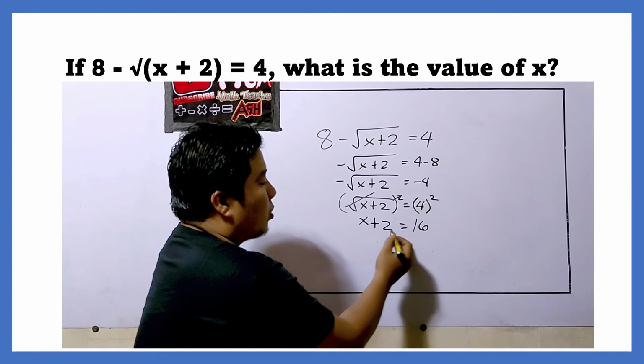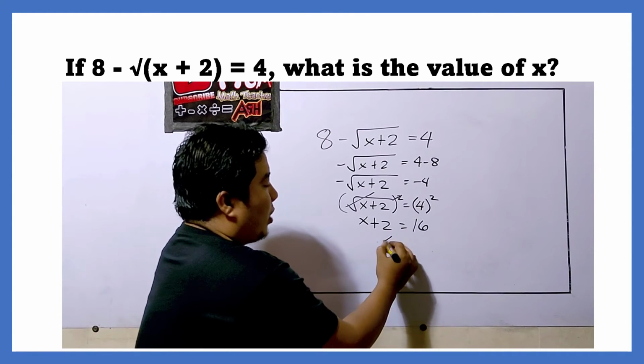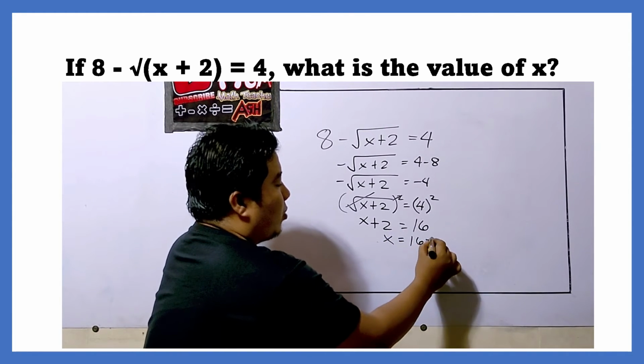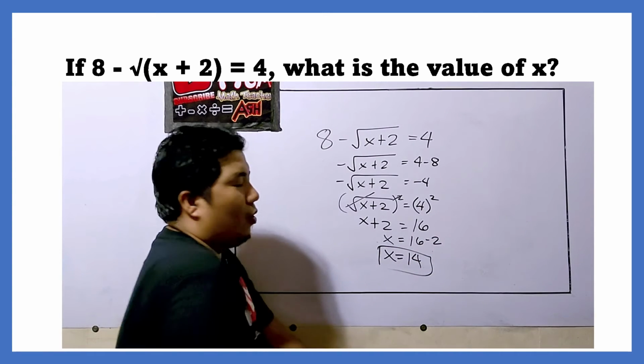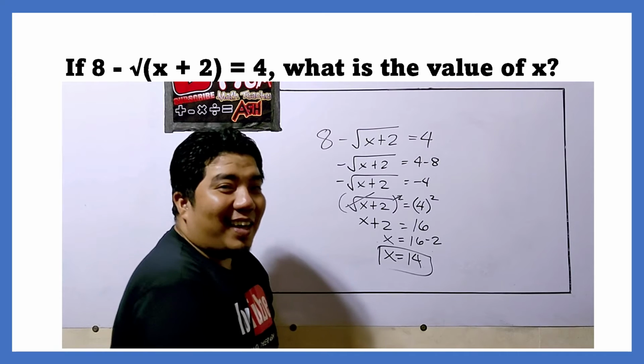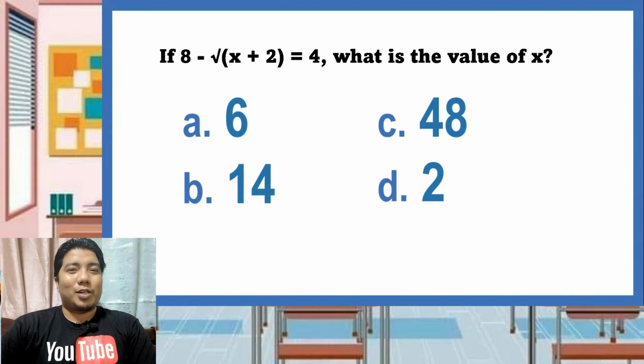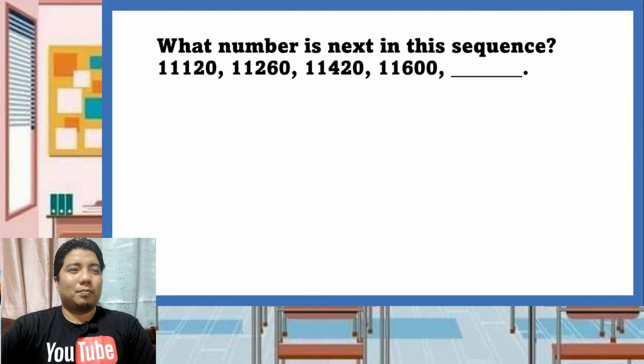Now, we can transpose our plus 2 to the other side, giving us 16 minus 2. So therefore, the value of our x is 14. Easy, right? And the correct answer is letter B, 14. Okay, easy, right? Now, let us go to the next problem.